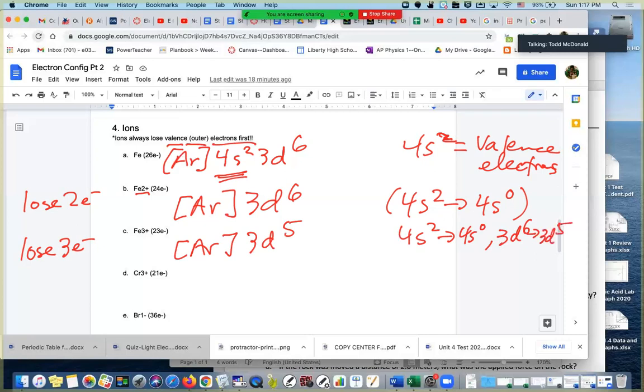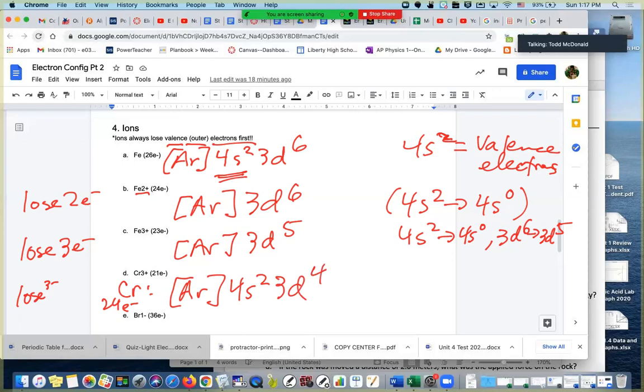All right, let me give you one more example. Chromium 3+, we're going to lose a total of 3 electrons. Here's what's really important. I would suggest you start with neutral chromium, which has 24 electrons, because you need to kind of see what the neutral looks like when you're removing, so you know where to remove them from. So I'm going to write out chromium, which again, we're going to start with argon, and then I'm going to tack on this 4s2, 3d, 1, 2, 3, 4.